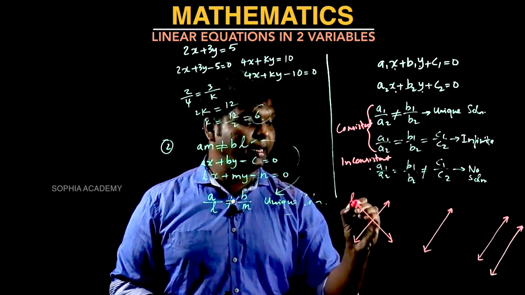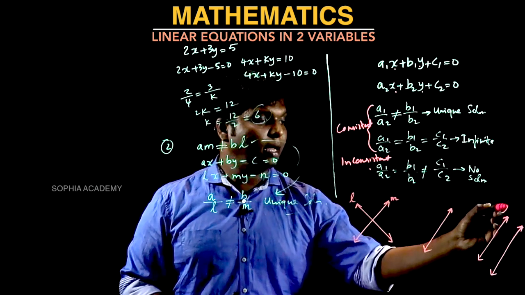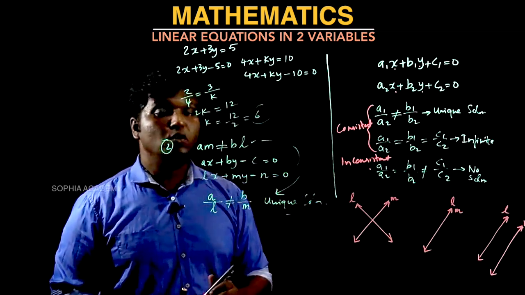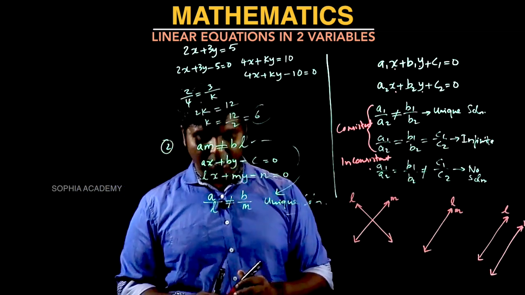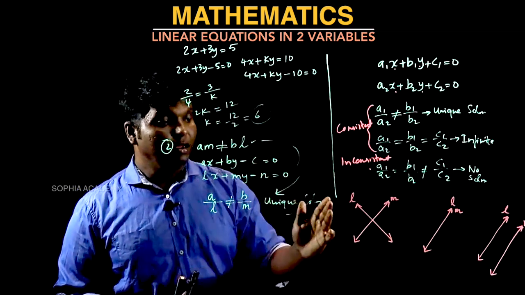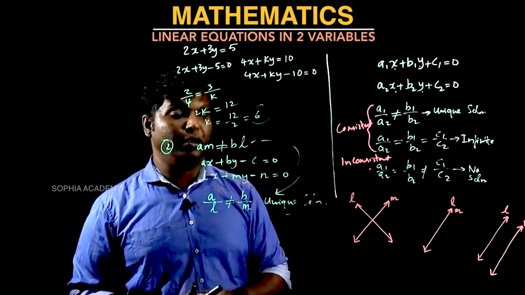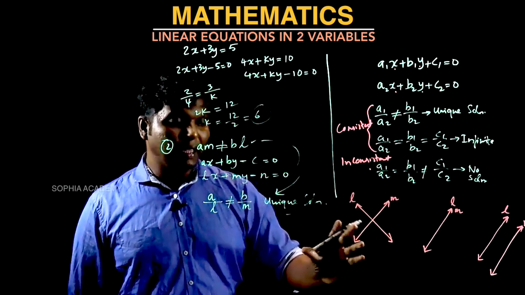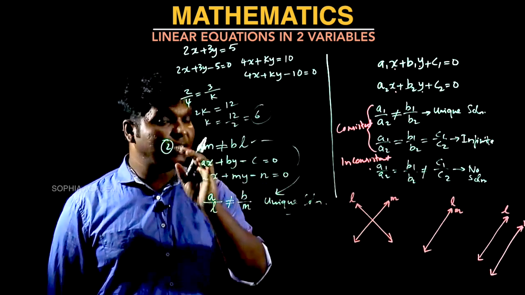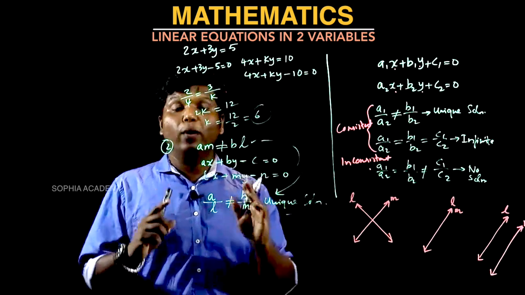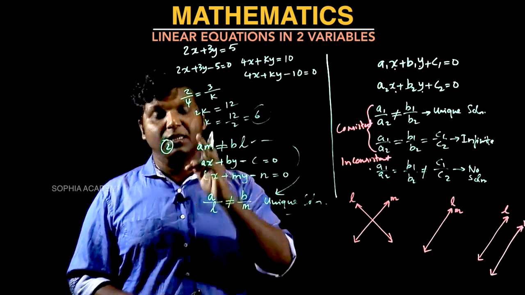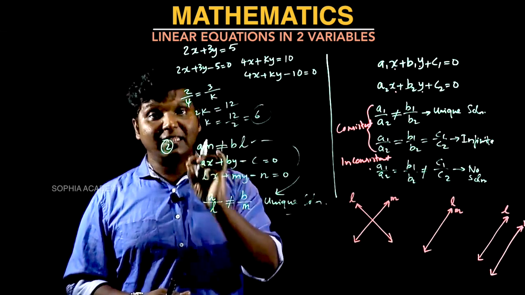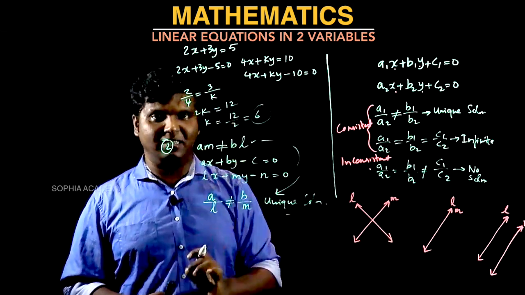If you're taking these as line L and line M, here line L is there, M is also there. So in the first condition, you can see that the lines are intersecting at a single point. If you found that the lines are intersecting together at a single point, keep this in your mind: whenever the lines are intersecting, there is a solution. Where will the solution be? Exactly at the point of intersection.